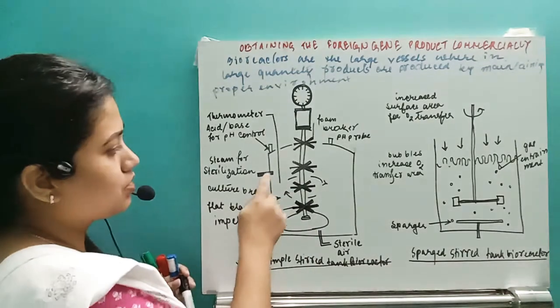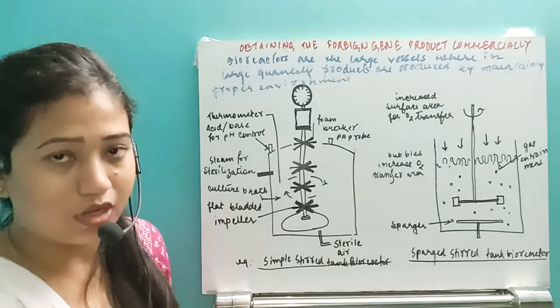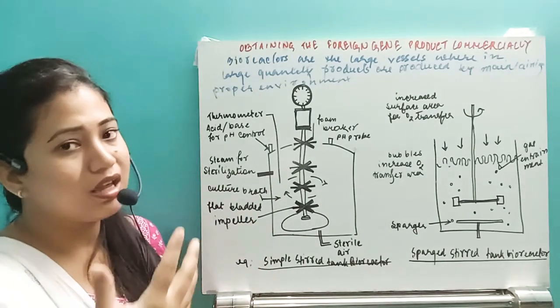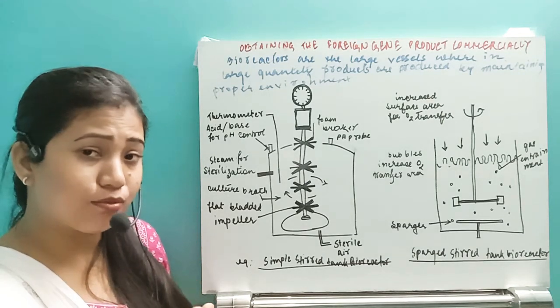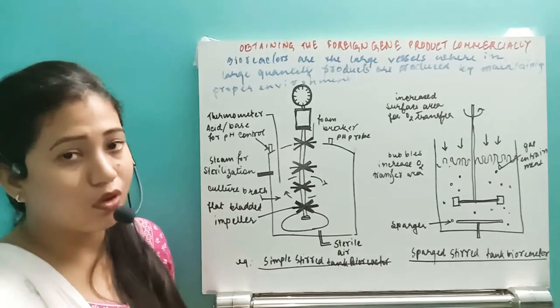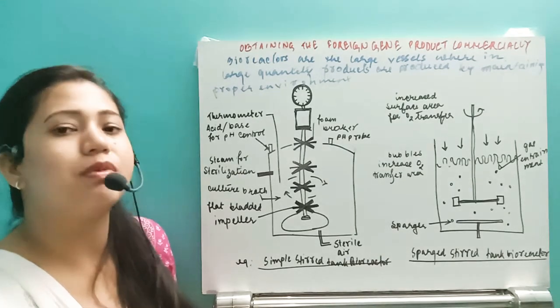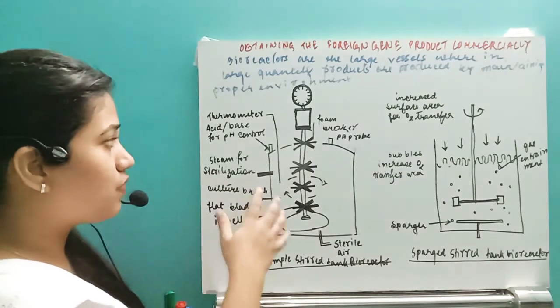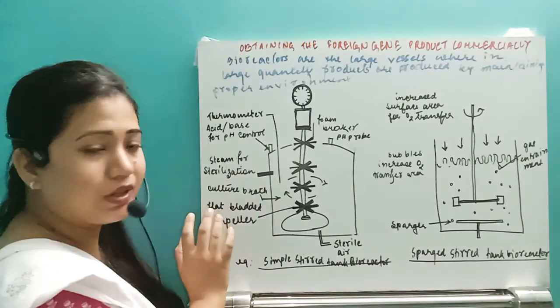Along with that, there is a thermometer. That thermometer will check the temperature. If the temperature is increased, the thermometer will indicate that we can cool it down, or if the temperature has cooled down and it needs an optimum temperature, then the temperature can be maintained once again. That's why a temperature-maintaining thermometer will be present.